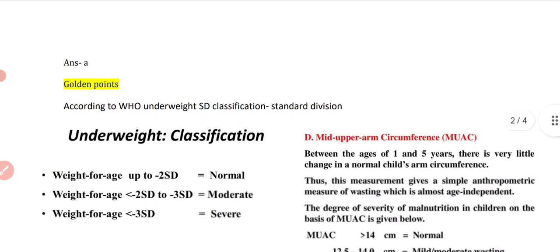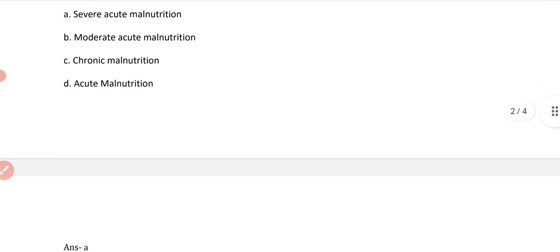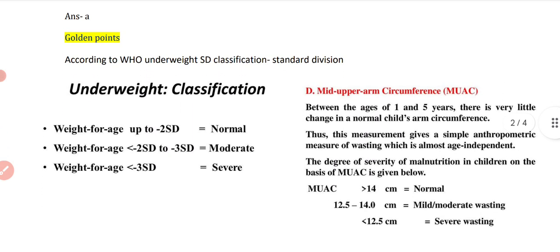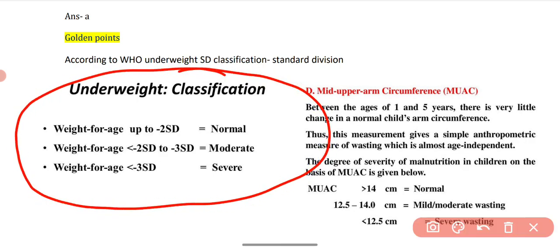See, answer A. What is answer A? Severe acute malnutrition is the correct answer. So why have I selected this? Let's see the golden points. According to the WHO underweight standard deviation classification, this is the WHO underweight standard deviation classification.